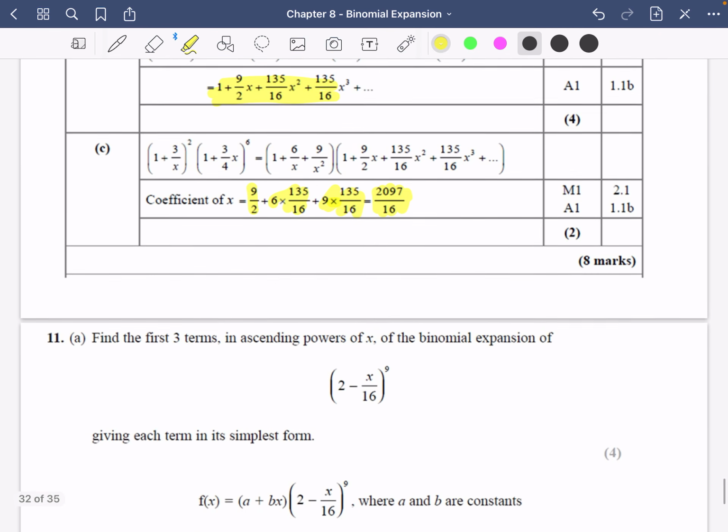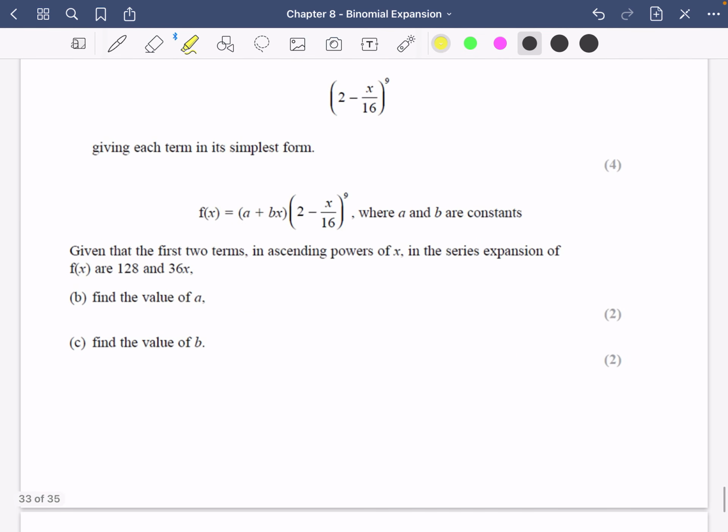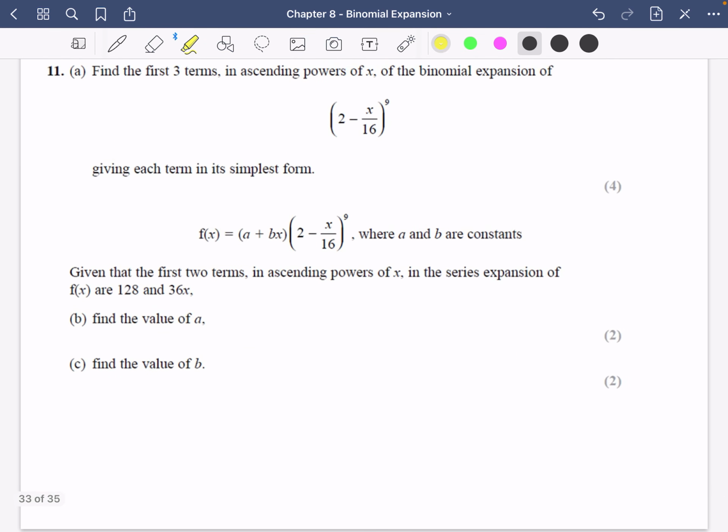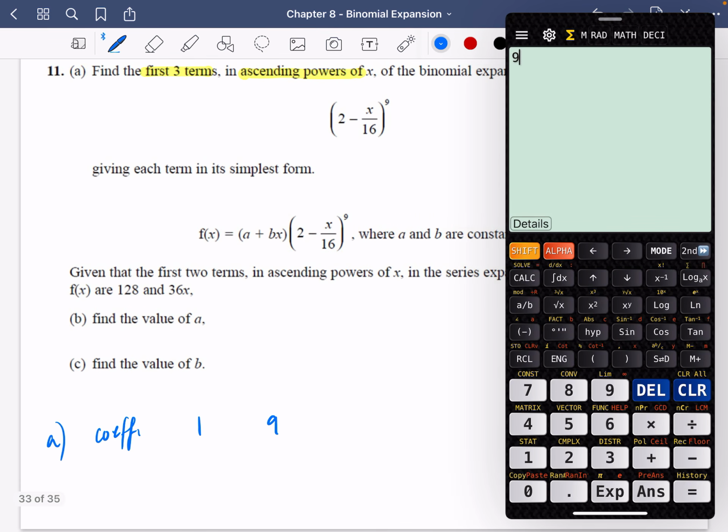Okay, we're nearly there at the end of chapter 8. Let's do this last exam question and see how this goes. First, we're going to find the first 3 terms in this ascending powers of x. So again, 3 terms, ascending powers of x. Let's go. So we're going to do our coefficient to the power of 9. So it's going to go 1, 9, and then 9 choose 2.